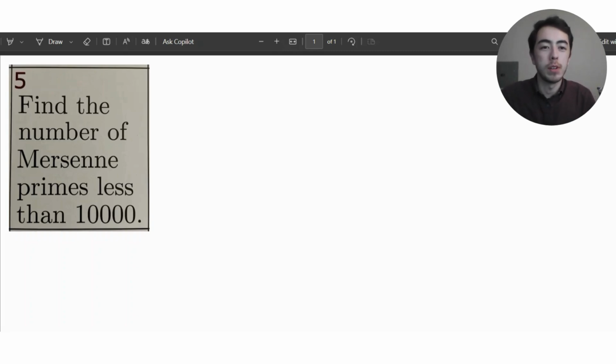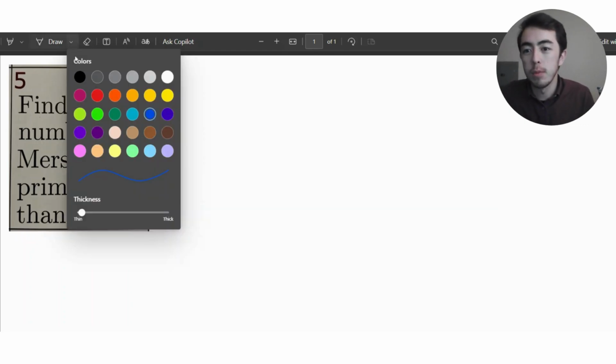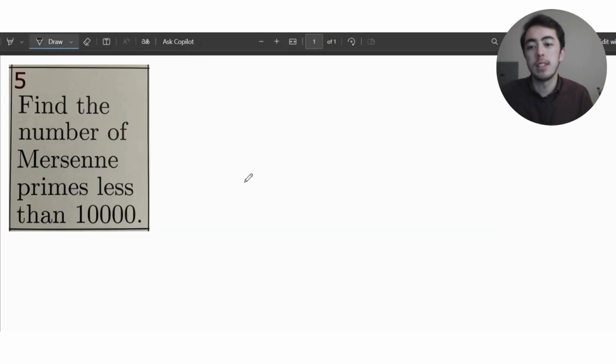Today is February 5th, and we're solving problem number 36 in this Daily Epsilon calendar. We need to find the number of Mersenne primes less than 10,000. Just for a definition, a Mersenne prime is a prime number that follows the format of 2 to the power of n minus 1, and this n has to be a whole number.